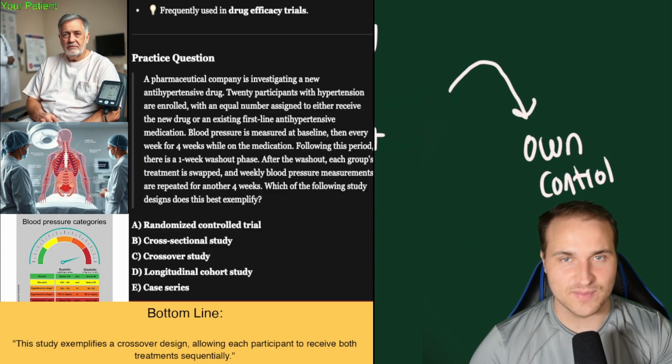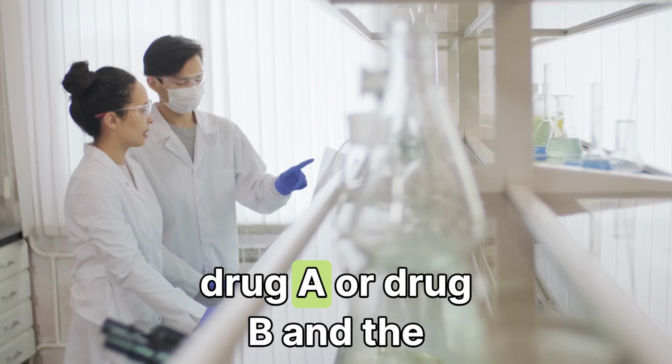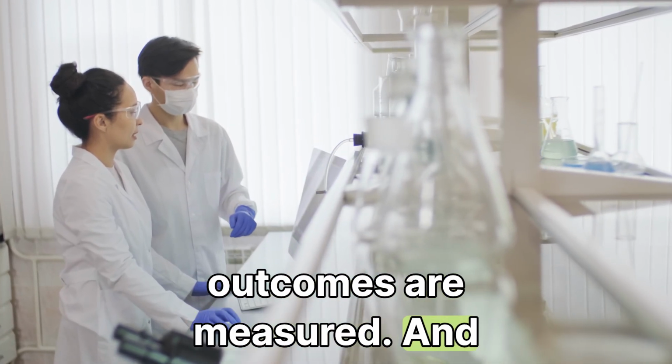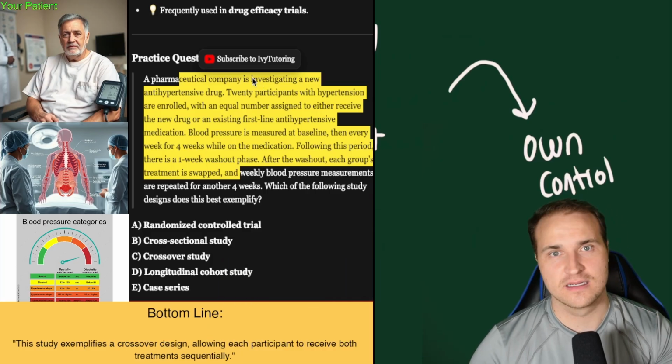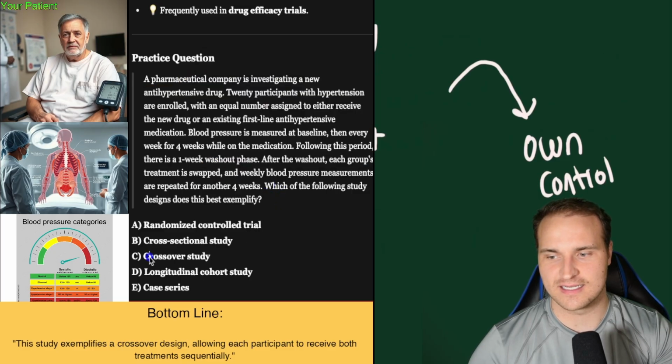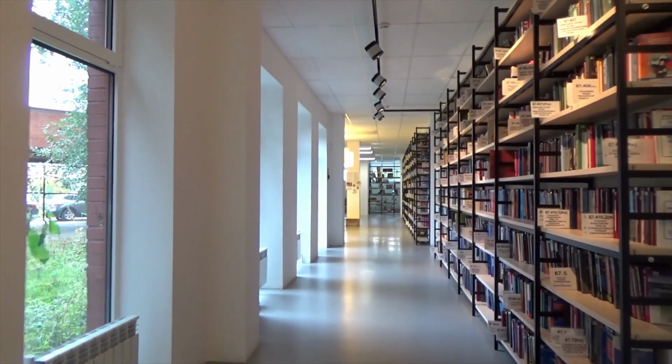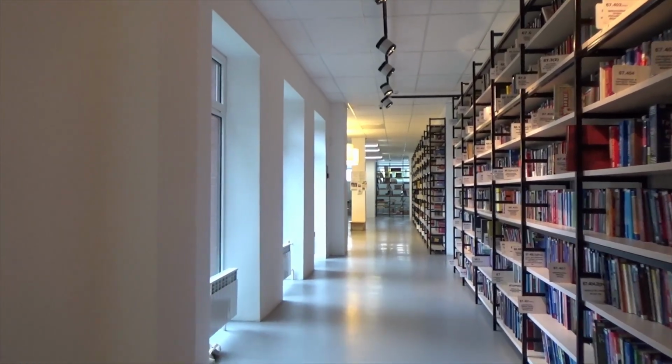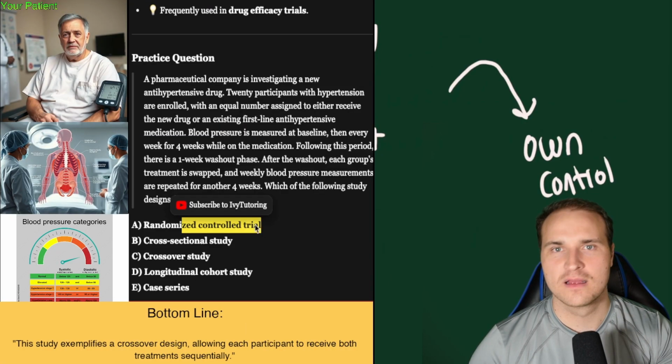Okay, so hypertensive patients are randomized to drug A or drug B, and the outcomes are measured. Then after a washout, the groups swap treatments. What type of study design is this? This is a classic crossover study. Participants receive both treatments in sequence, and they act as their own control.